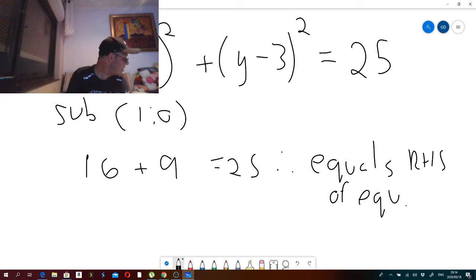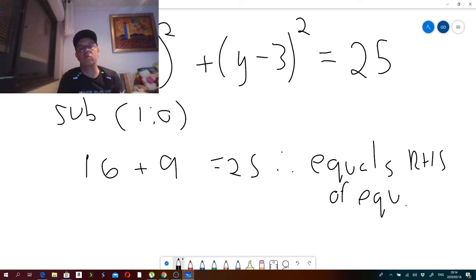Now it says prove that the radius that is perpendicular to AB goes through the midpoint of AB. So what are they asking now? They're saying that if we join those two points, both of which are on the x-axis, 1 and 9 on the x-axis, we want to prove that the radius that is perpendicular to AB goes through the midpoint of AB.